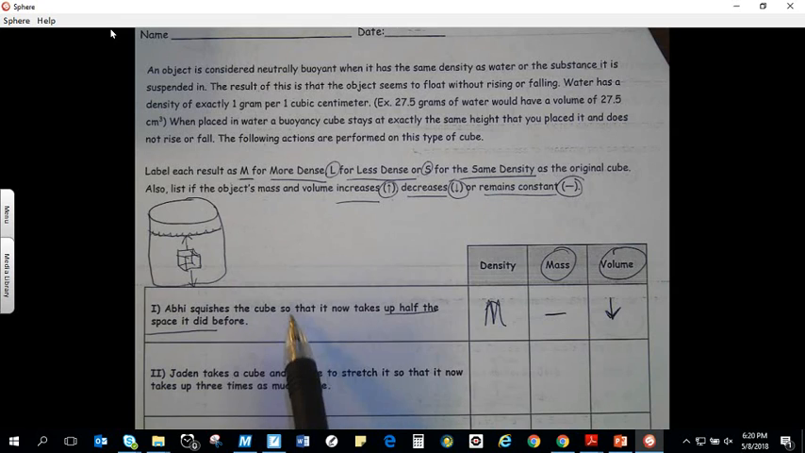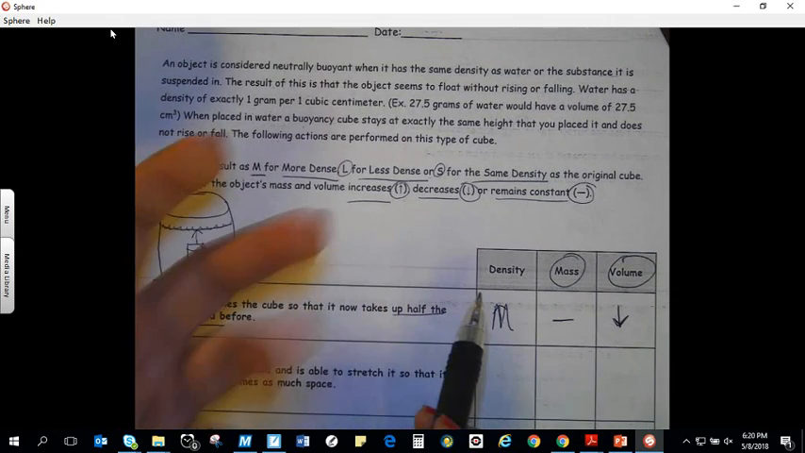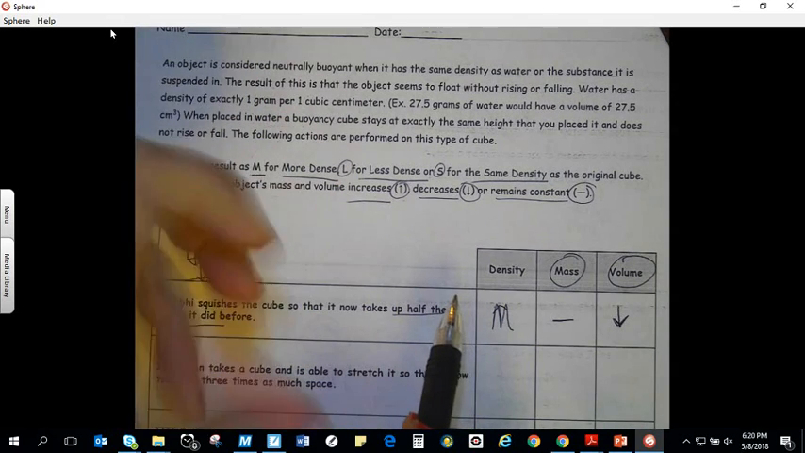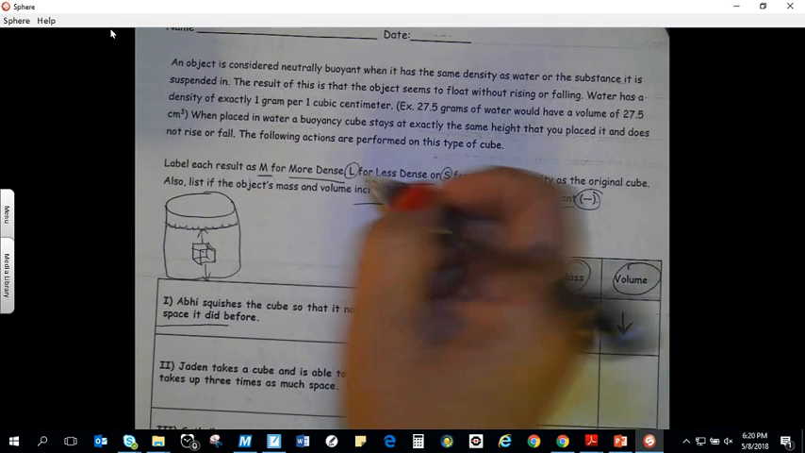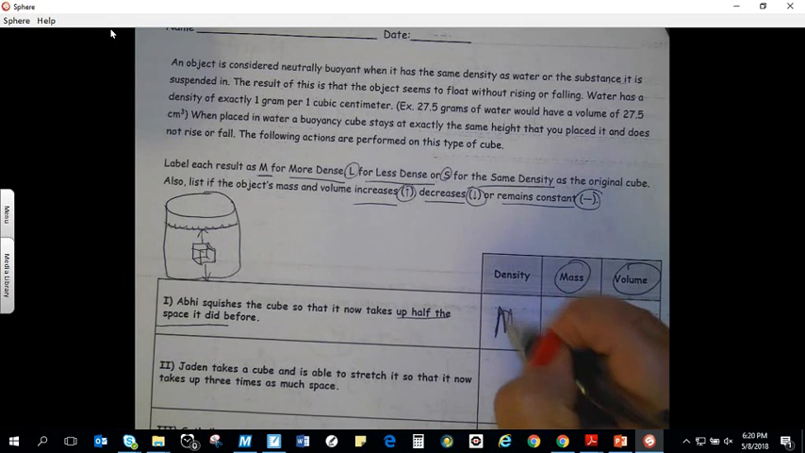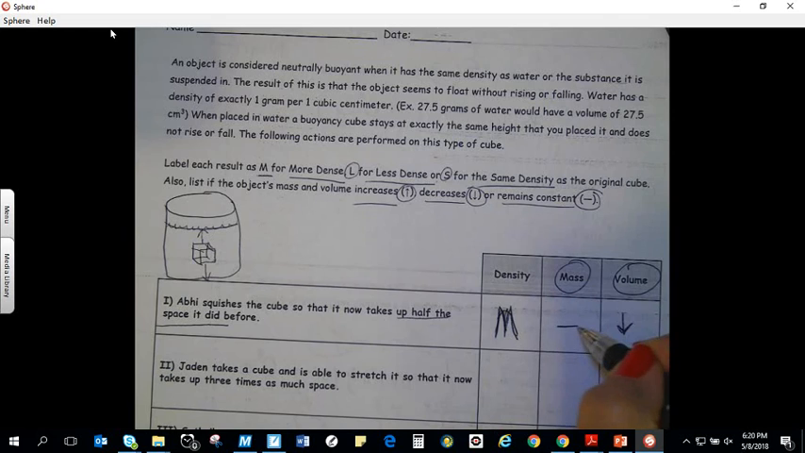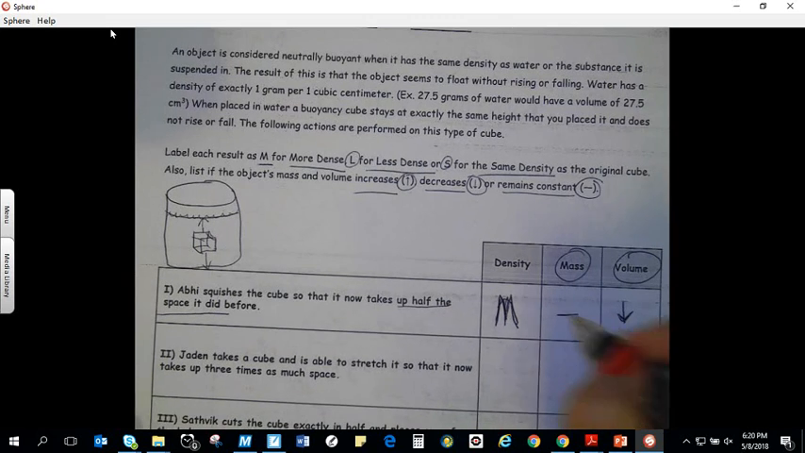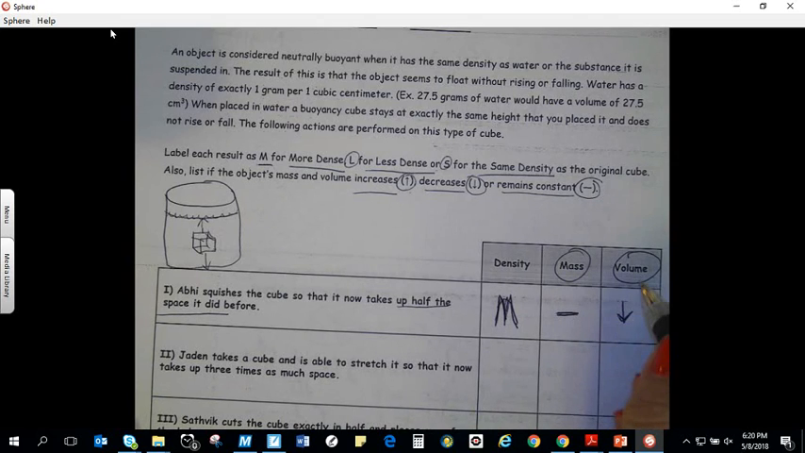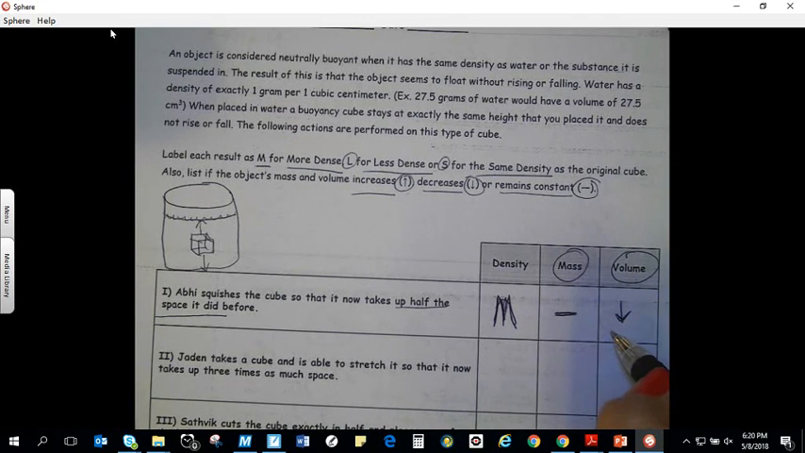So let's look at this first one. Obby squishes the cube so that it now takes up half the space it did before. So he takes the sponge cube and squishes it, and it's in the water. When he squished it together, it became more compact, so it became more dense, and we're going to put an M right here. The mass in that sponge never changes. Remember, it stays the same. Didn't take anything away, didn't add anything inside. The volume, however, decreased because you squished it. So it's holding less. The capacity is less.